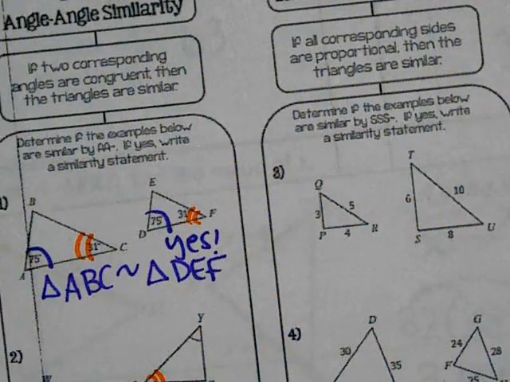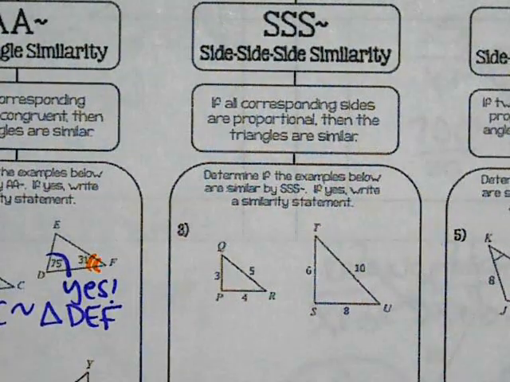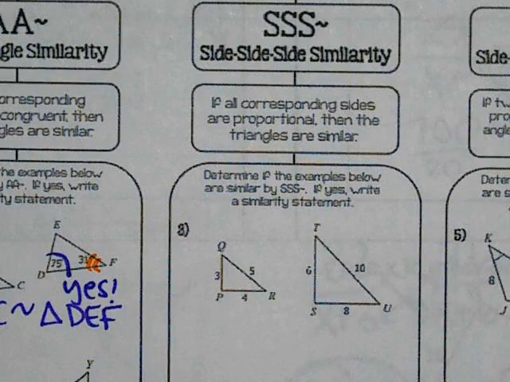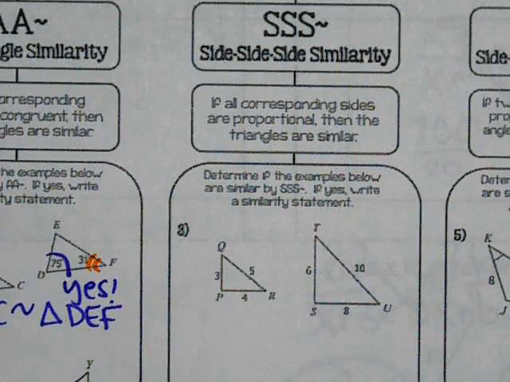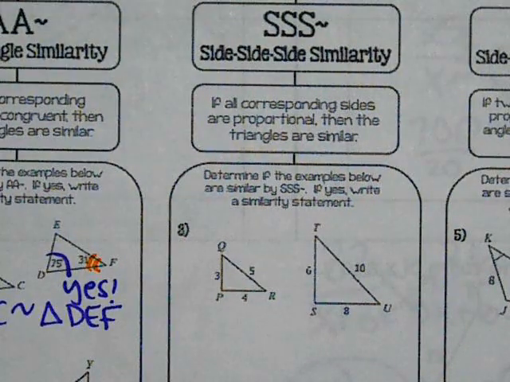So looking at the next one, this is side, side, side similarity. This was similar to something that we talked about in triangle congruency. Only difference is now we're looking at similar, not same. So side, side, side similarity happens if all corresponding sides are proportional, then that means the triangles themselves are similar. So here's how we're going to figure this out. You're going to look at your triangle, and we are going to determine if it is similar by making three different proportions.